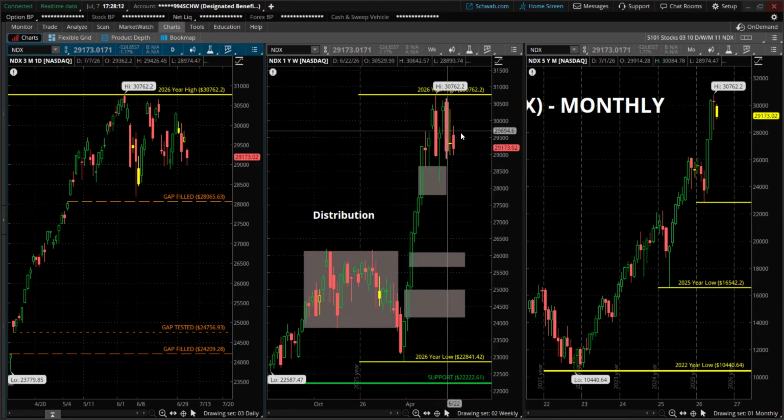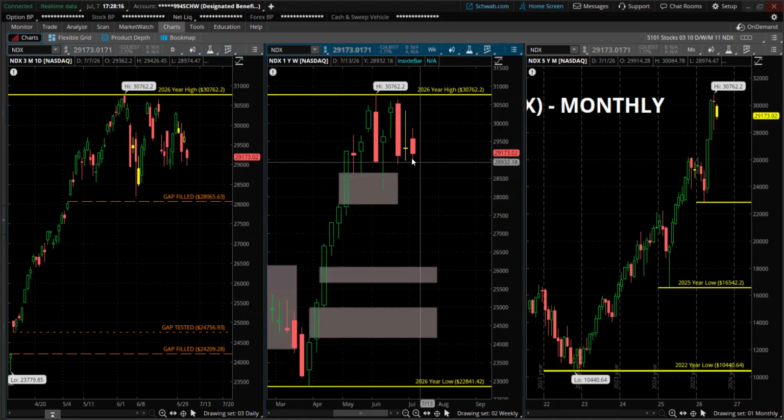The weekly chart already broke the low. I'll zoom in here. Already broke the low of last week. Last week also happened to be an inside bar. Already broke the low of that, like I said. Lower highs, lower lows. The trend is down.